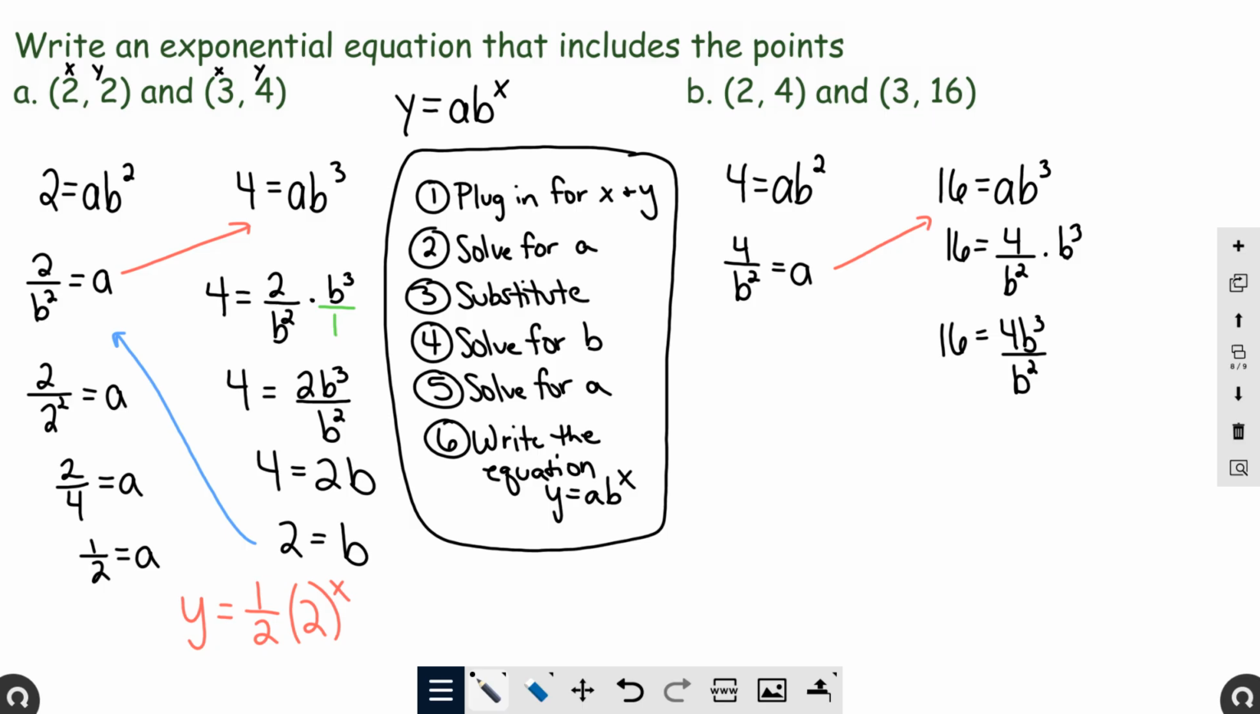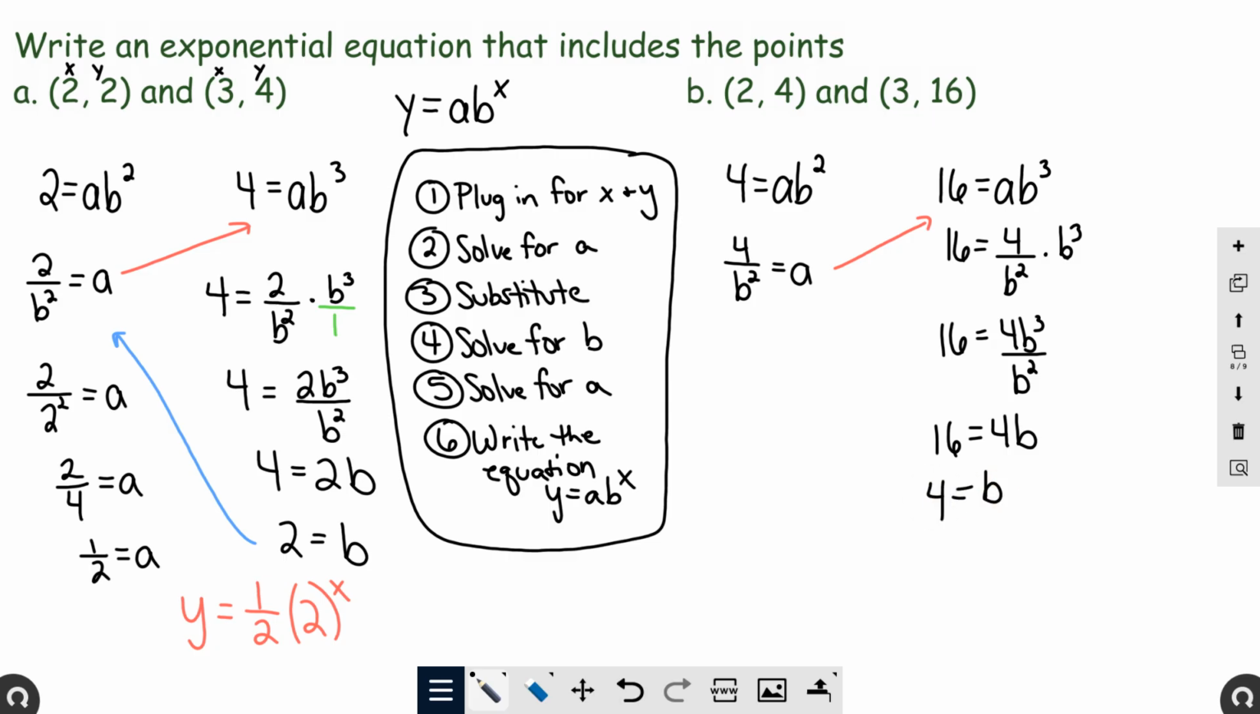3 minus 2 is? It works out really nicely when your x values are 3 and 2. They're not always 3 and 2 though. So just keep writing it out like we've done and think about what you need to do to simplify. But the exponents are 3 and 2. We can just subtract them. We get b by itself. So b would equal 4.